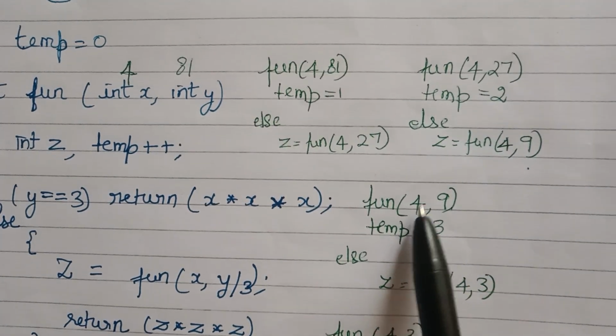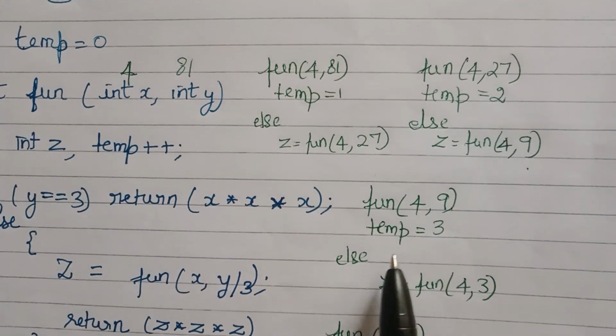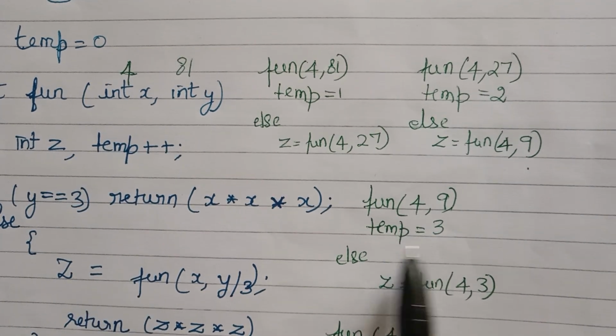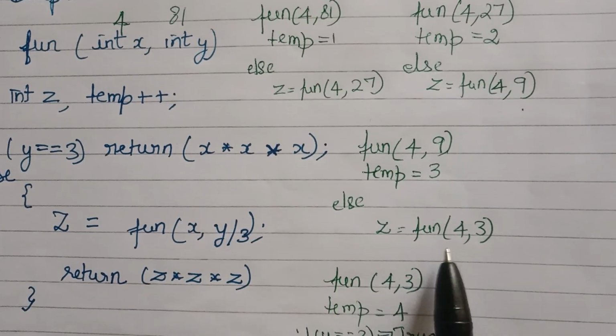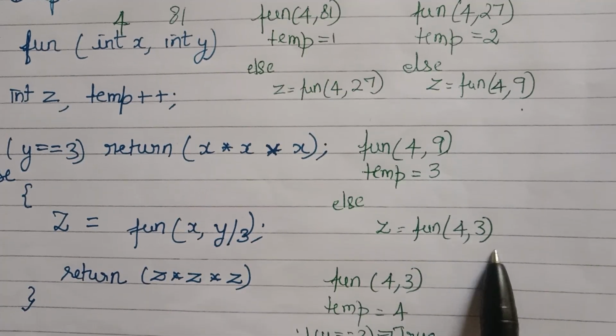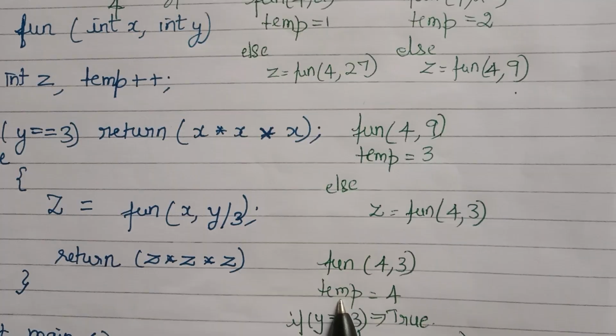So again it goes to this function, fun of 4 comma 9, so it goes inside. Again temp is incremented by 1, so temp is 3, goes to the else part. Here again 9 by 3 becomes 3, so fun of 4 comma 3. So when you go to fun of 4 comma 3, here again temp will be incremented by 1, that is temp equal to 4.